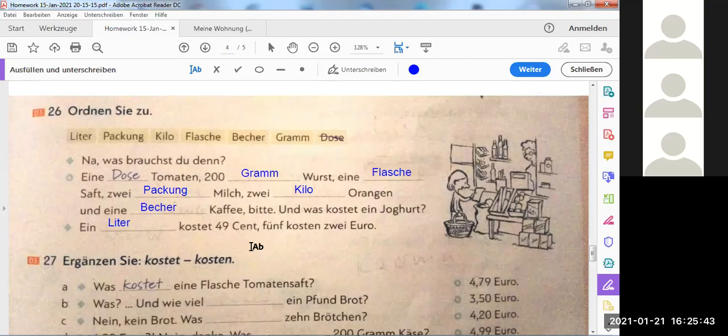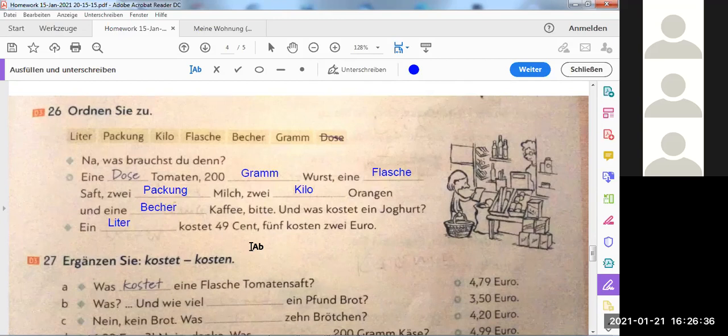Just a question, Mr. Evans. Yeah, bitte. Okay, for me, I saw the Dose at the beginning of the passage. But the thing is that I kind of disagreed with it because here in Zambia, we don't have cans for tomato. So myself, I had put Packung, as when you go in ShopRite or maybe in other shops, we get packets, not a can of tomato. On milk, you had put packet. Myself, I had put liter because we get liters, like a container. That's how it's packed here. So I was following how it is here.